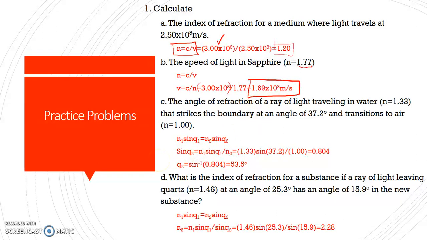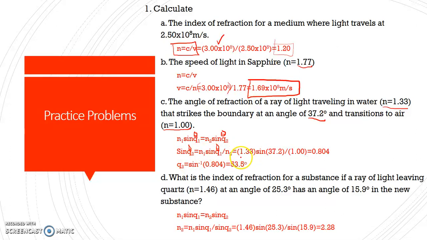The angle of refraction of a ray of light traveling in water, again, they give you the index right there of water, 1.33, that strikes the boundary at an angle of 37.2 degrees and transitions to air. They give the second index of 1.00. I thought I called all these, but I didn't. Remember those Q's or that theta or that angle symbol in all of these equations. Make sure you have that correct in your notes.